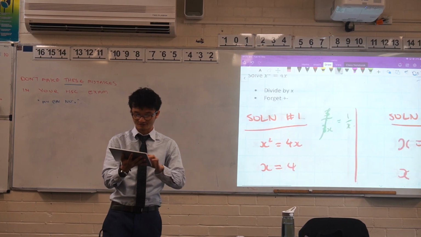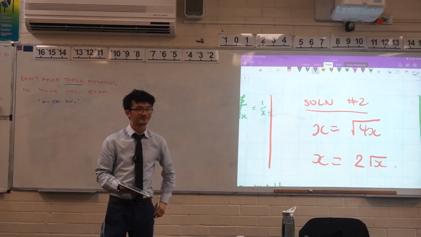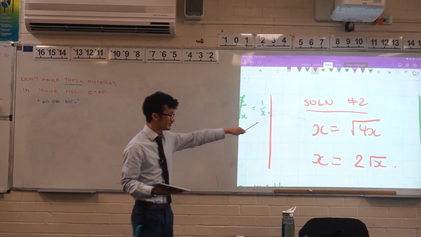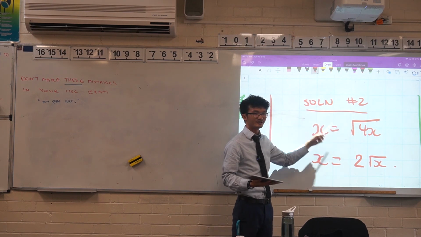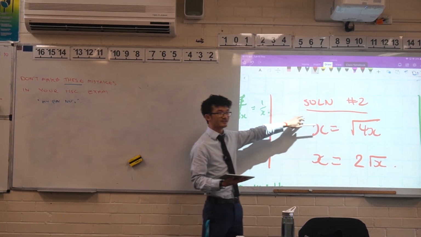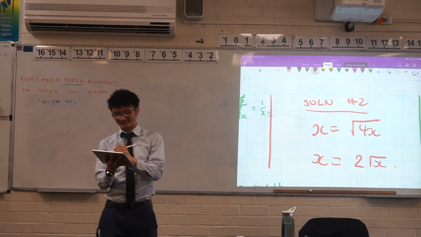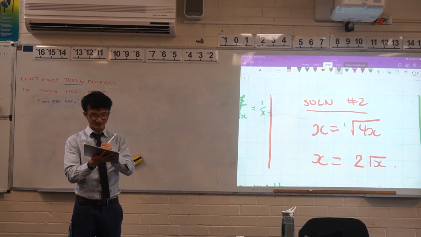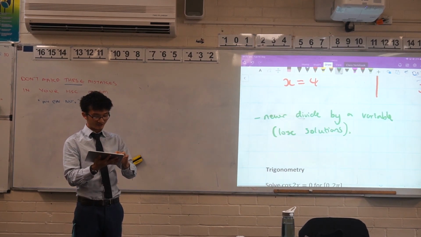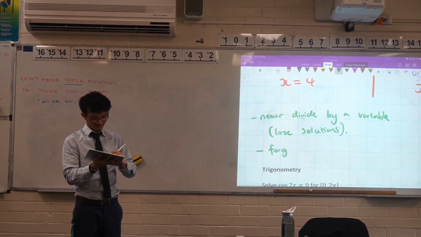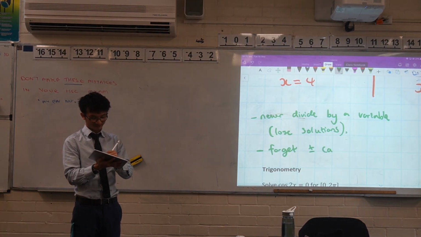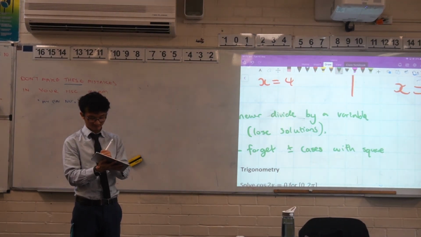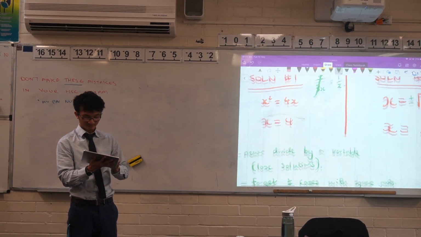Here's my second solution. What have they forgotten here? Luan, have a look at this one. Can you see anything that's missing with this one over here? What have they done? Like, what have they tried to do? Good, okay. So the first thing is that they're trying to take the square root of both sides. When people take the square root of both sides, they always forget the positive and negative cases with square roots, right? So let's fix that up there.